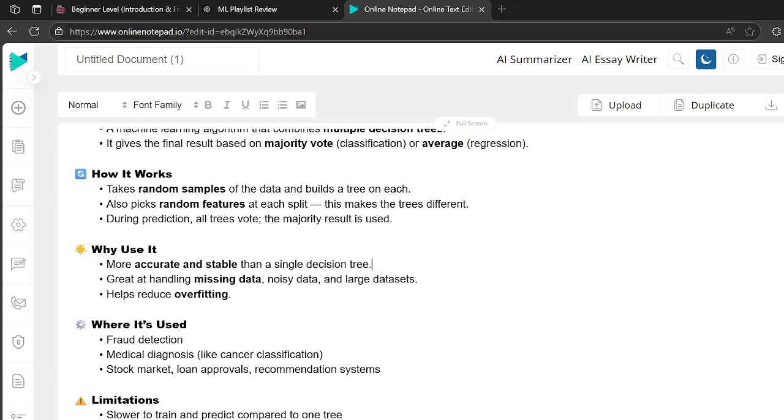And finally, what are the limitations? It is slower to train and predict compared to one tree, because obviously there are multiple trees, and it is not easy to interpret or visualize, because if there are multiple trees, visualization can be hard. Even for some single trees, the visualization is not easy, right?